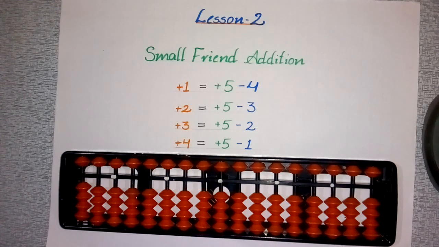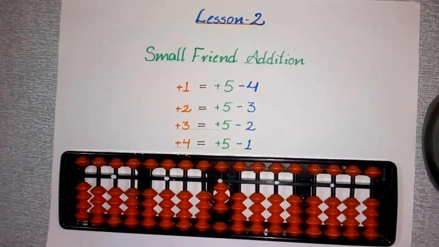Suppose we are doing addition of 3. Let us start. I have 3 beads available. Take 1, 2, and 3. I have done that. Suppose I want to add another 3 to it. I don't have another 3 beads available; I have only 1 bead here for addition. So to add 3, what I need to do is use this 5 available with me.